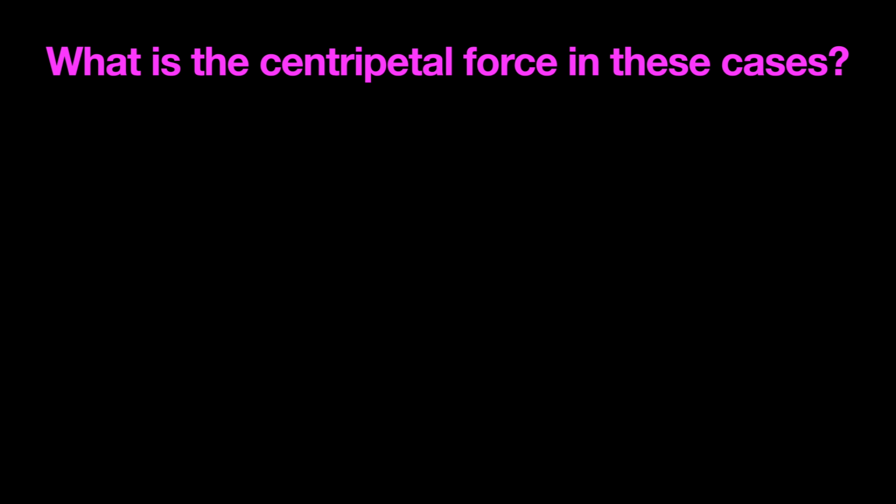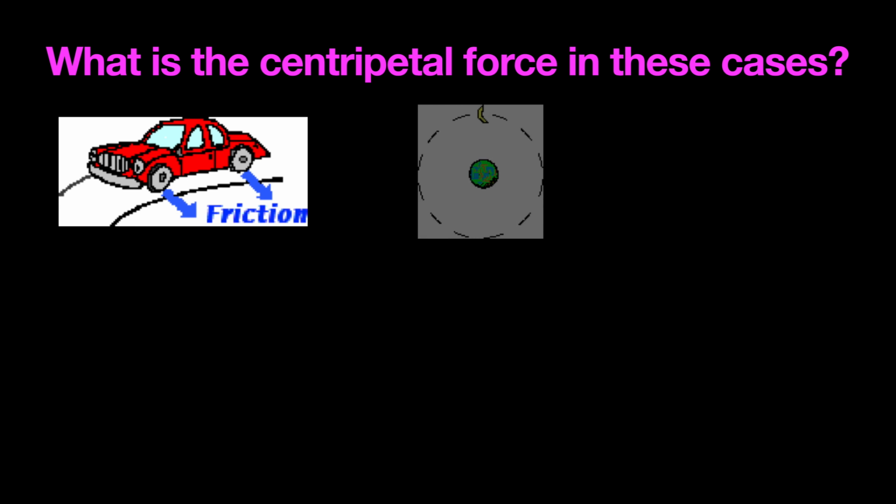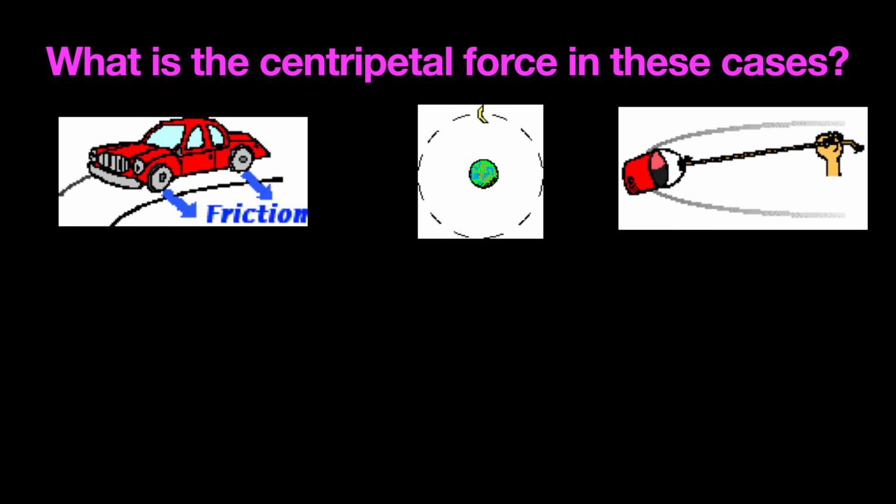Let's consider these. Here we have a car traveling around a roundabout. Here we have the moon orbiting the Earth, and we have a bucket of water swinging around a person's hand. Pause the video. Try and identify the centripetal force in each of these cases. Pause the video and have a go.